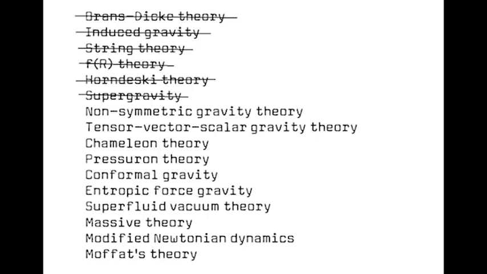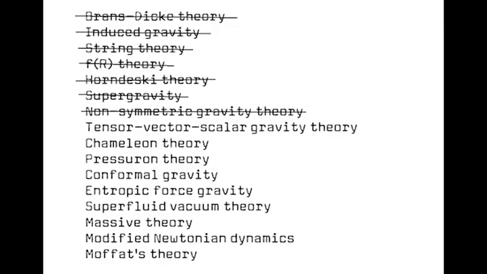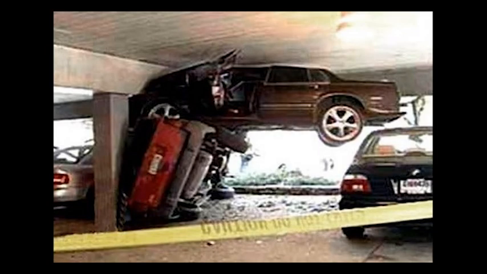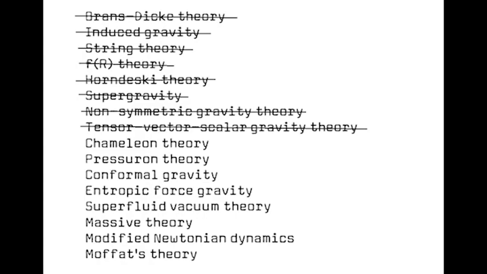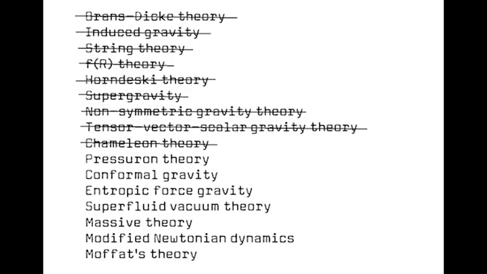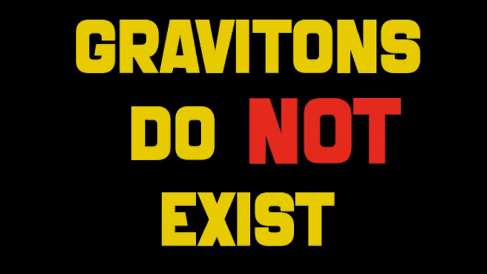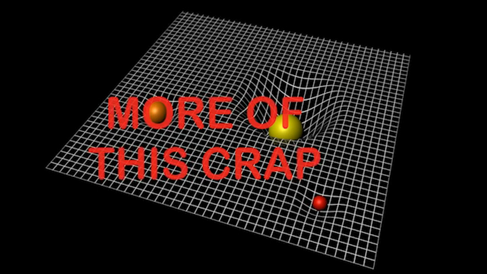Non-symmetric gravity theory, predictive model alterations for the flat rotation of galaxies. No alternative gravitational mechanism is submitted. Tensor vector scalar gravity theory, another predictive model based on modified Newtonian dynamics, which has been proven to be observationally incorrect. This is still based on space-time curvature. Chameleon theory, a new crappy non-existent particle similar to the graviton. Pressuron theory, another new crappy non-existent particle similar to the graviton. Conformal gravity, alternative models based on space-time curvature using Weyl transformations instead of the Ricci scalar.